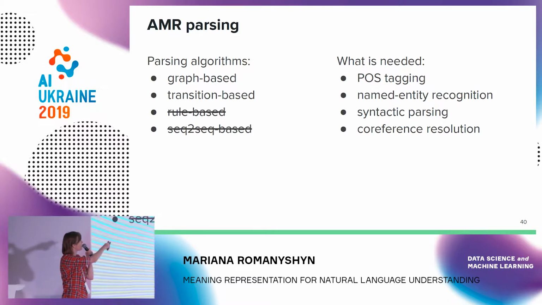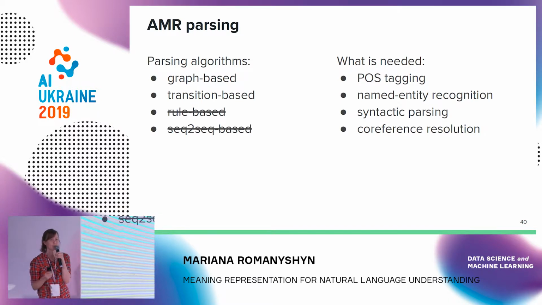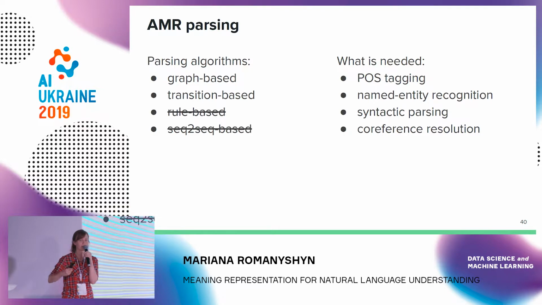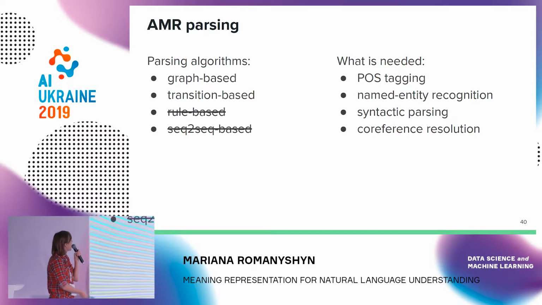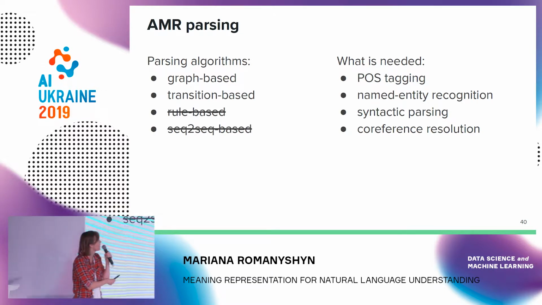We're not going to talk about rule-based algorithms because they don't work very well for AMRs. Since these are meaning representations, they're not scalable enough. And there have been maybe 2 papers on seq-to-seq approaches for AMR, which showed much worse results, so we're not going to go there either.